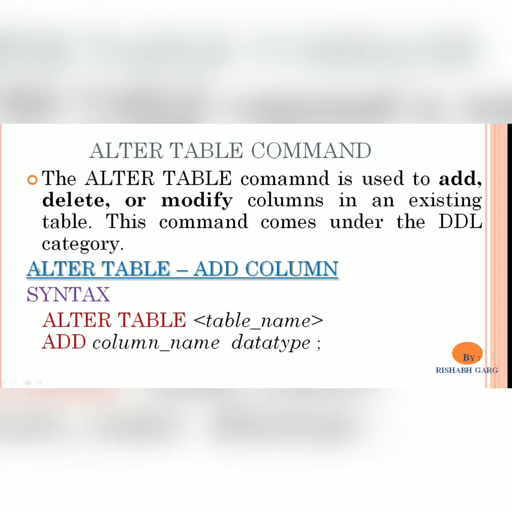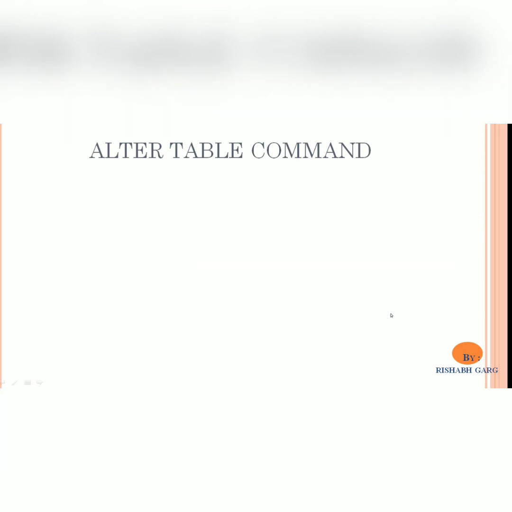First, we will write our command name, that is alter table. After that, we will write the table name. After that, we will write the add keyword. After that, we will write the column name along with the data type which we want to add in an existing table. At last, we will write the semicolon for terminating our command. Let's see an example to understand this.